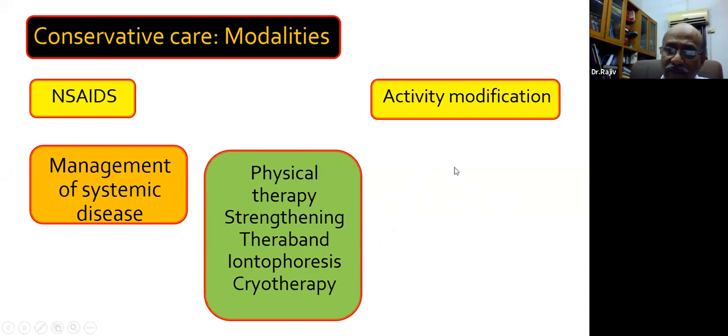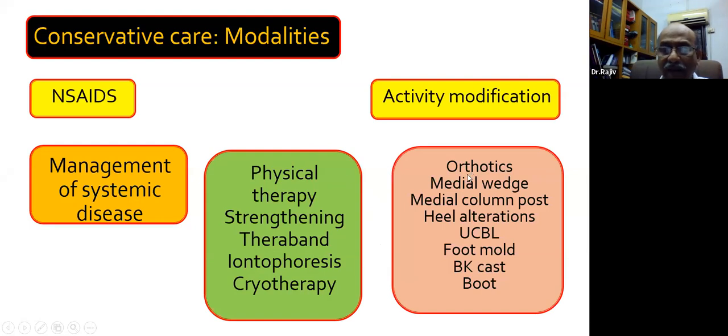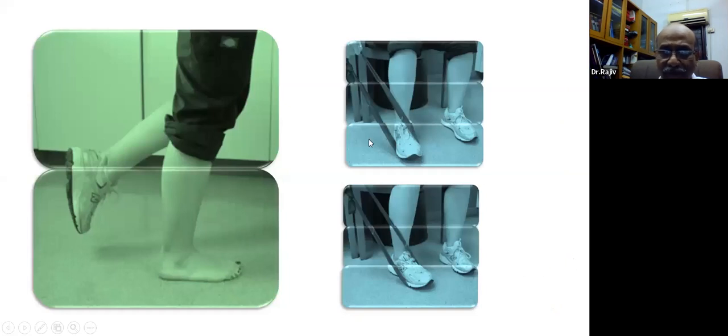Ask your patient to modify activity, reduce weight-bearing time, and use orthotics in the form of a medial wedge in the footwear or a medial column post in the footwear. If there is heel valgus, then you need to put in a medial heel wedge. Sometimes you give a foot mold, sometimes a below-knee plaster or a boot, or University of California Biomechanics Laboratory orthotics. So this is TheraBand, and you are trying to strengthen your muscles with it.